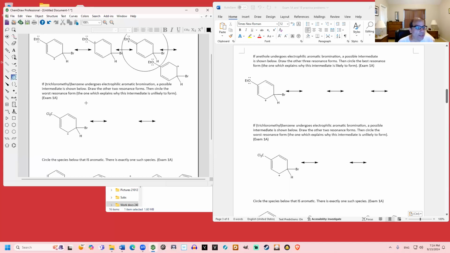The next one says if something that we don't know what it is undergoes electrophilic aromatic bromination, a possible intermediate is shown below. That must be this. Draw the other 2 resonance forms. Same type of game. We just want to shift around that plus charge. And the rules state that the way we do that is by moving a double bond over. So that's one resonance form.